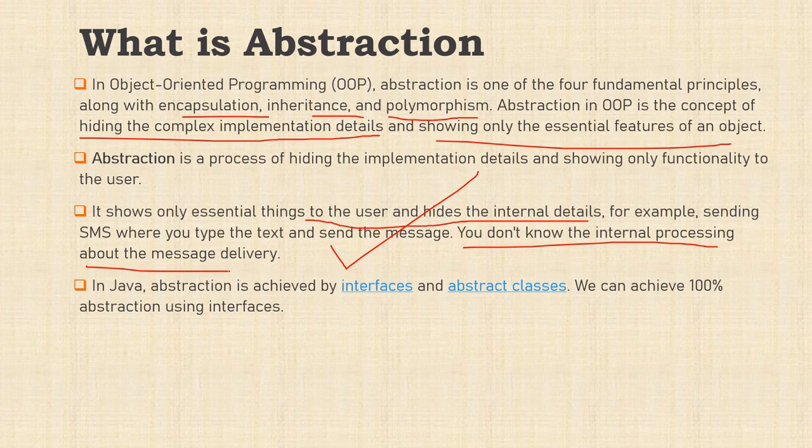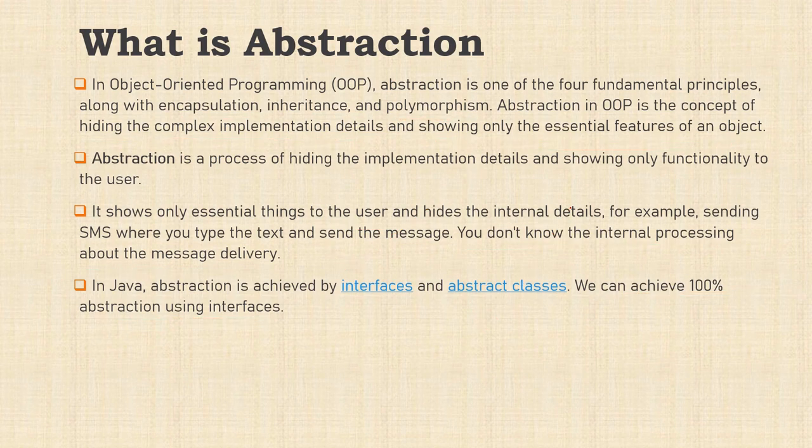In Java, abstraction is achieved by interfaces and abstract classes. So we can achieve 100% abstraction using interfaces, and partial abstraction we can do with the help of abstract classes. So we are going to see both, one by one.